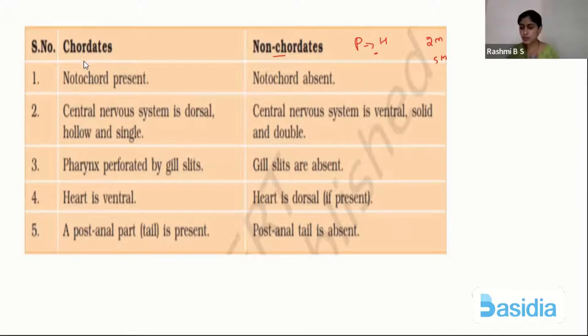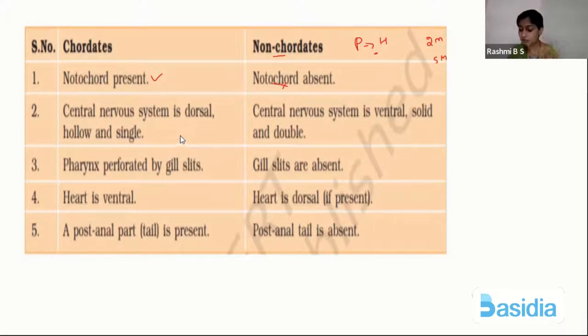So let us do it quickly. Chordates obviously should have a notochord, right? This table is there in your NCERT, children. Non-chordates definitely have the notochord absent, okay?